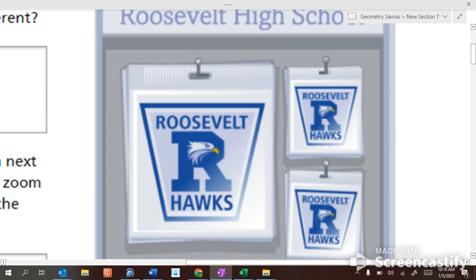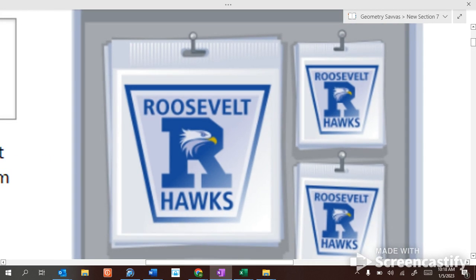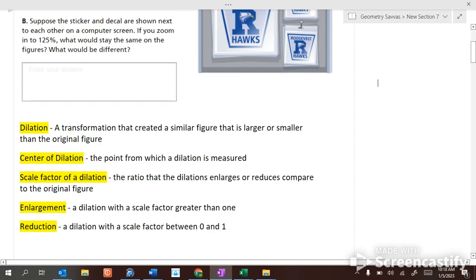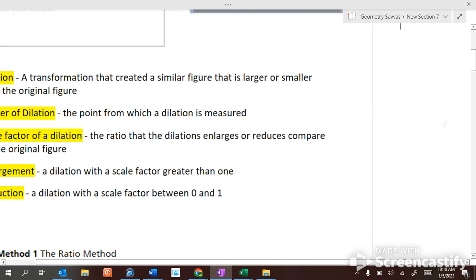So if I zoom, do they change shape? No, they just change size. Zooming only changes the size but not the shape. So here are our vocab words.